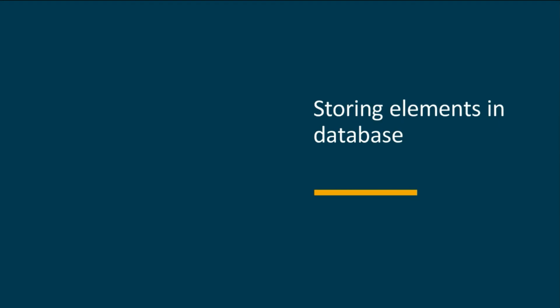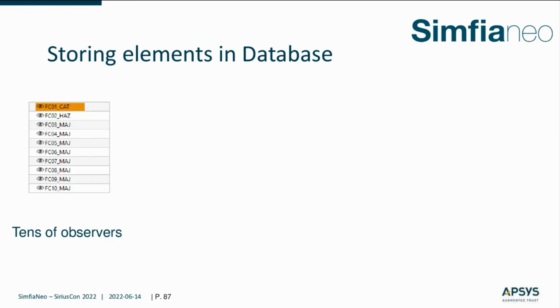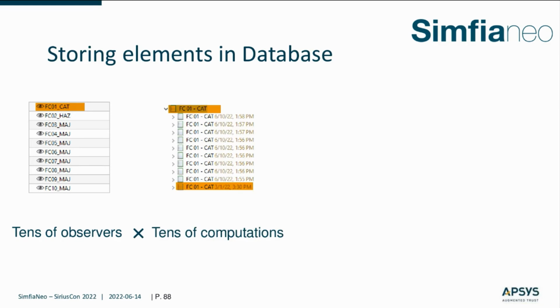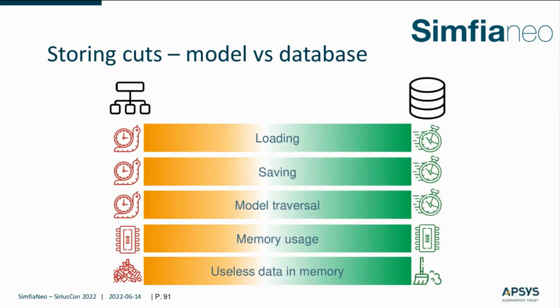We have some data in a database. I will explain why. As you've seen, SimfiaNeo is able to compute cuts from AltaRica. Cuts are computed from an observer, and there can be tens of observers in a SimfiaNeo project. For each observer, the computation result history is kept. There can be tens of computation results. Each computation result is a list of cuts, and a cut is a set of events. And there can be tens of thousands of cuts in a result. So it represents millions of cuts in a single SimfiaNeo project. So it is a very large number.